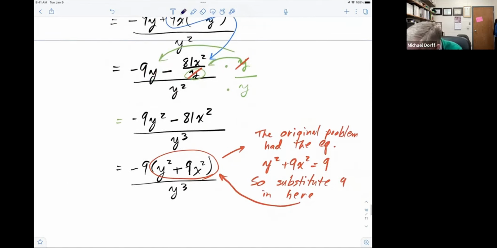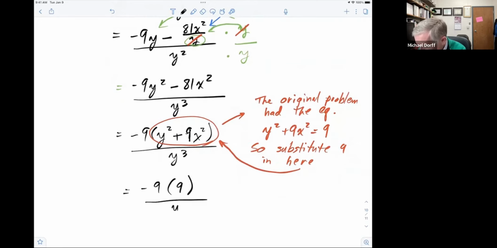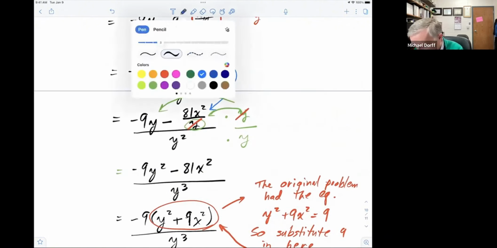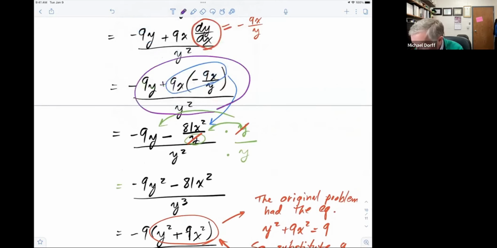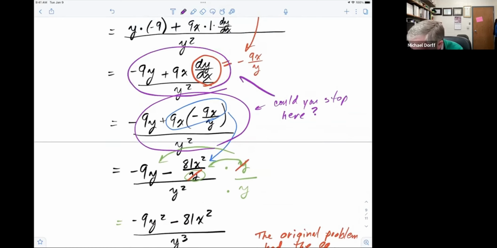So when I do that, I'm going to have negative 9, substituting in the 9 here, and in the bottom I've got this, and you end up with an answer of that. Now, some of you may ask, could you have stopped here? Or sorry, maybe not there, here. Could you stop there? And the answer is no. Don't stop there because you have a dy/dx in there. You need to get rid of that dy/dx.